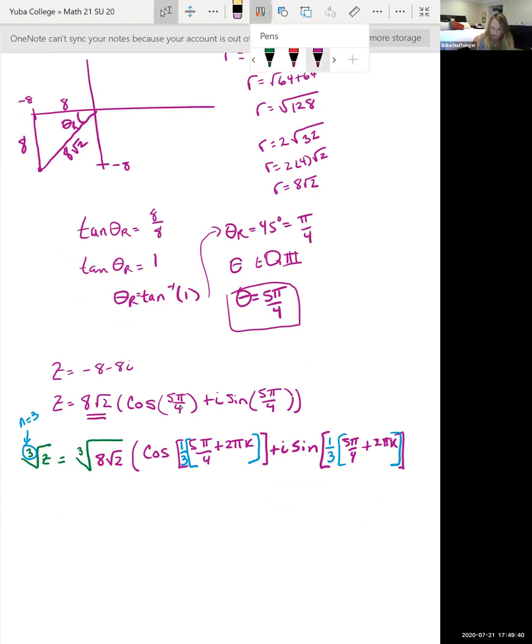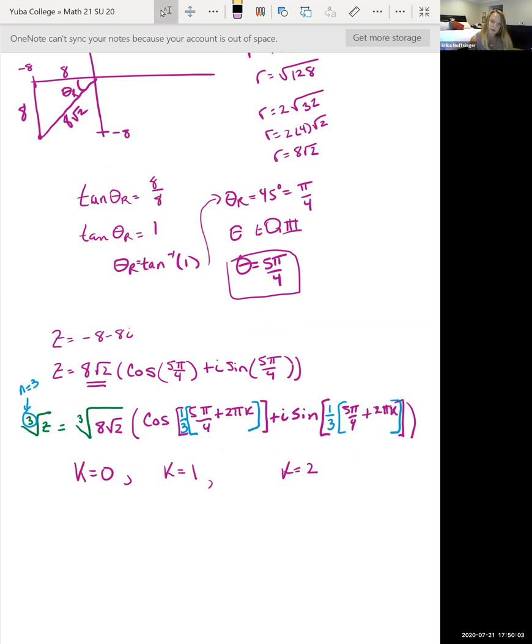Okay, we have another step though. With the roots, we have to look at k equals 0, when k is equal to 1, and when k is equal to 2. I noticed that if I have a cubed root or a root, and what's underneath is strictly multiplication, we can break that down as the cubed root of each piece and then multiply it. And so the cubed root of 8 is actually just 2.